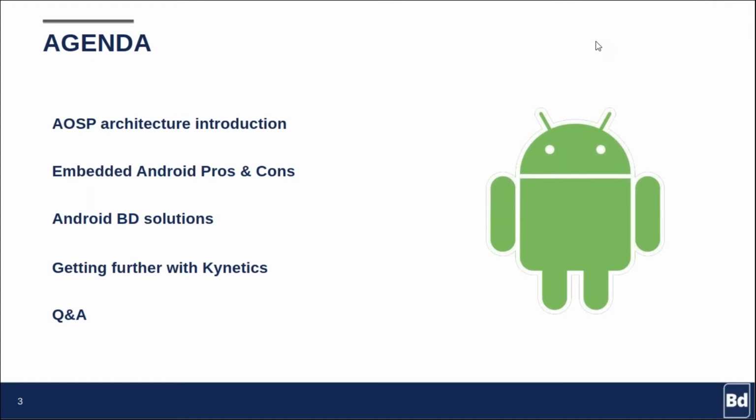Thank you, Peter. So I'm Gary Bisson, and we're gonna go over quickly the agenda. First, we're gonna do a quick overview of the AOSP architecture. Then we'll see how Android can be a good match for your embedded project with the list of pros and cons, as well as some case studies to truly understand those. Then we'll cover what Boundary Devices solutions are regarding Android. And finally, Nicola will present how Kinetics can help going further with your project. So if you have any questions, please skip them until the end and we'll try to answer them.